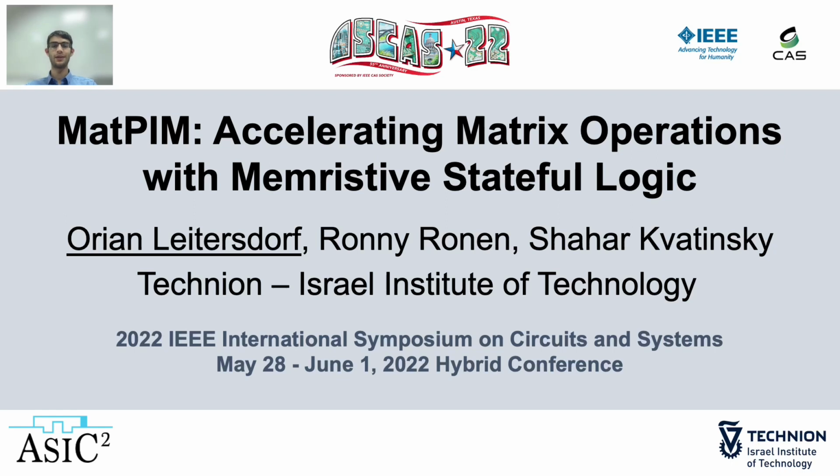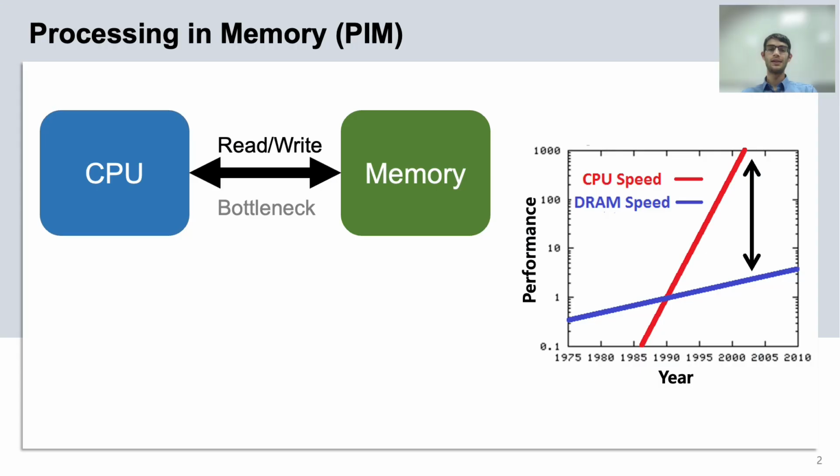Hi, I'm Orion, and today I'll be presenting the vast potential of memristive processing in memory for accelerating the fundamental matrix operations of matrix multiplication and matrix convolution. Let's begin with some background on processing in memory.